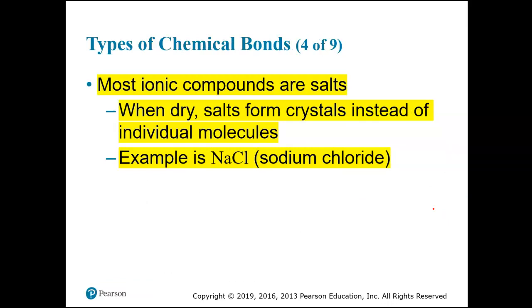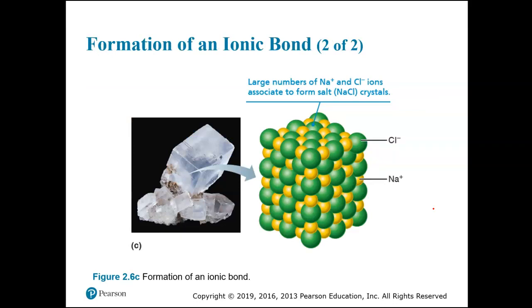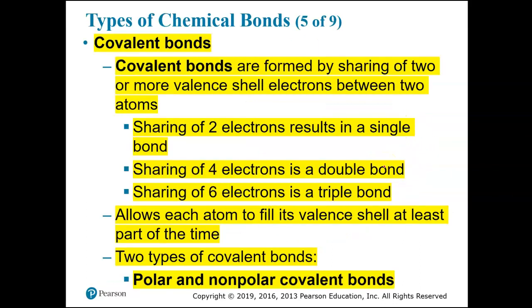Now, even though we know sodium chloride is called table salt, there are other salts. There's potassium chloride. There's magnesium bromide. There's calcium phosphate. A salt is an ionic compound. So there are many, many different ones. This is a picture of how the ions in an ionic compound arrange themselves to form a crystal.